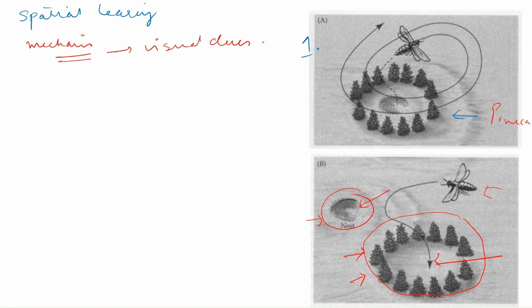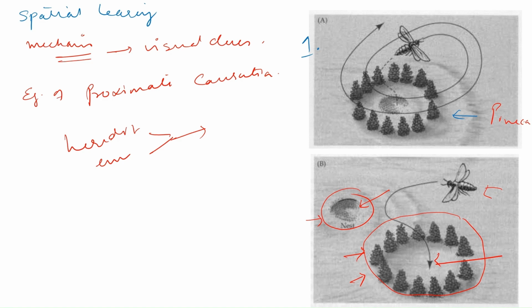So this is the example of proximal or proximate causation. That means the causation that answers for the mechanism behind any behavior. Whatever the behavior is, the mechanism behind that behavior as well as any hereditary or environmental effect on that behavior, all those questions will come under proximate causation.